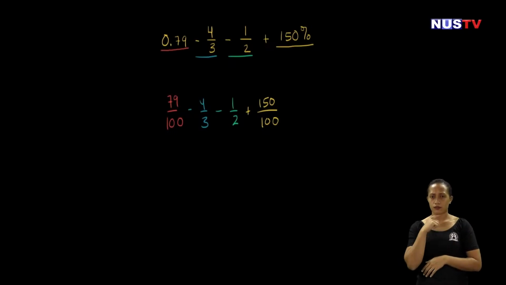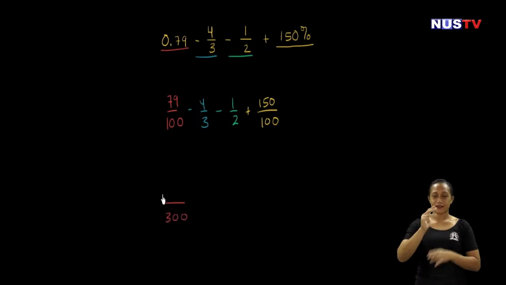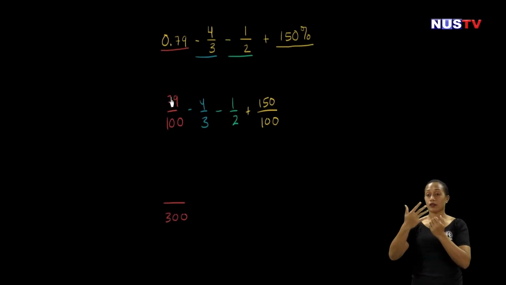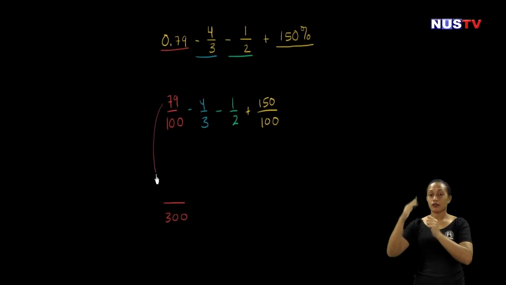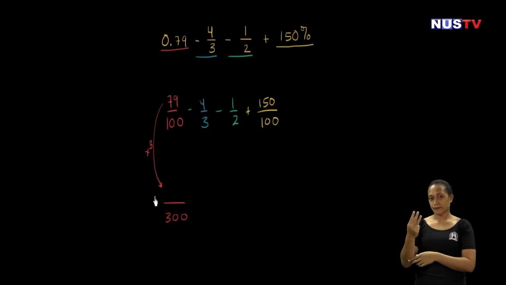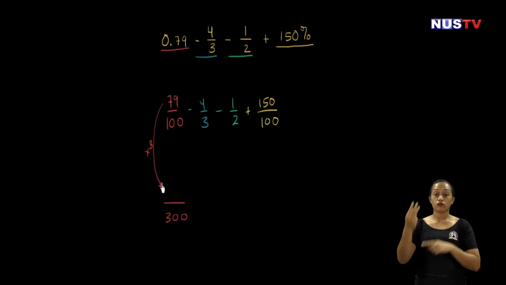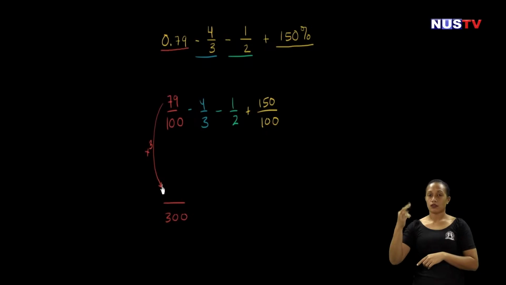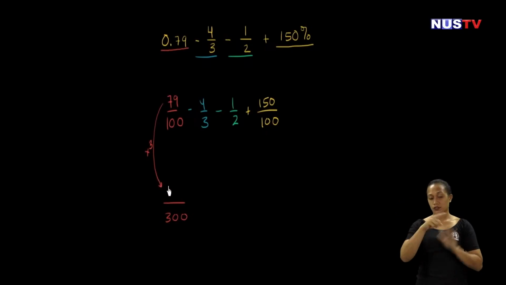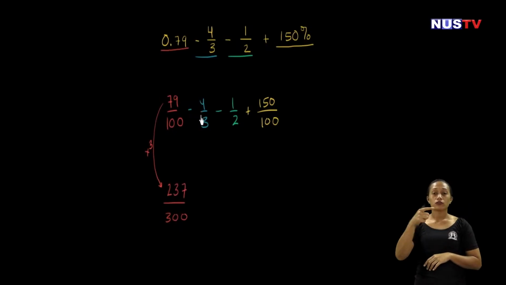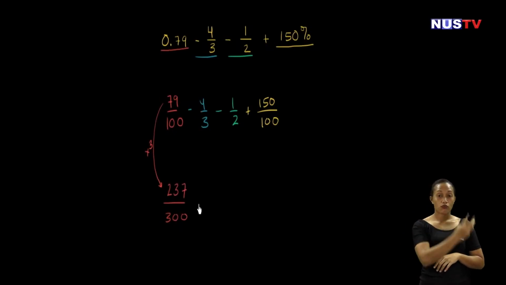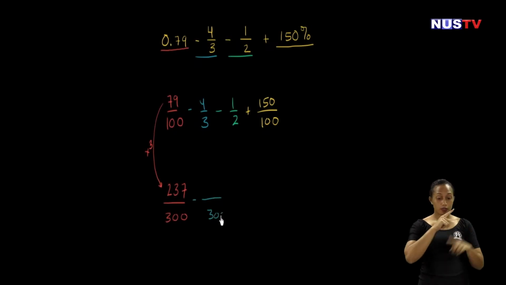So let me do this in this reddish color. So 79 over 100 is the same thing as, if I were to write it over 300, to go from 100 to 300 in the denominator, I'm multiplying by 3. So I have to multiply the numerator by 3 as well. Let's see, 80 times 3 would be 240. So it's going to be 3 less than that. So 240 minus 3 is 237.